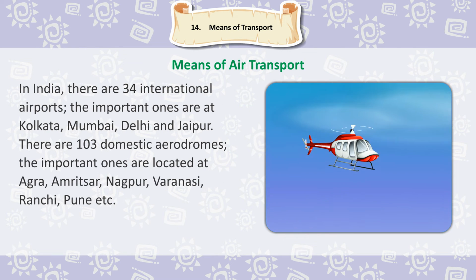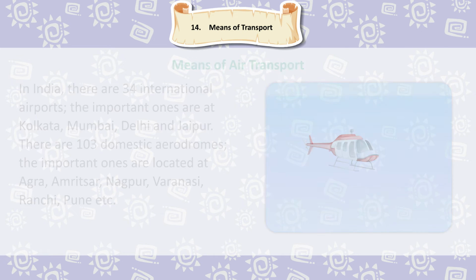In India, there are 34 international airports. The important ones are at Kolkata, Mumbai, Delhi and Jaipur. There are 103 domestic aerodromes. The important ones are located at Agra, Amritsar, Nagpur, Varanasi, Ranchi, Pune, etc.